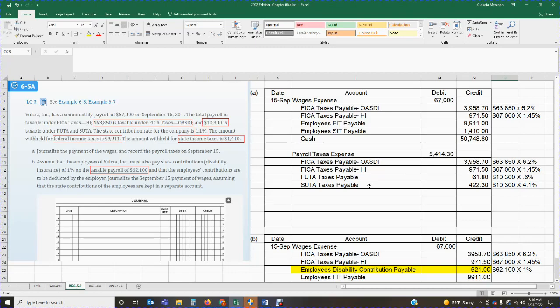That is the end of the first problem that we're going to be covering. This is problem 6-5A. Please make sure that you read the problem carefully. There's a lot of information provided. Make sure that you understand the different taxable wages for the different taxes, the rates, and the amounts. Read it very carefully. Don't browse through it too quickly. All of the calculations are included here in this exercise, so you know how I figured out each of those numbers.